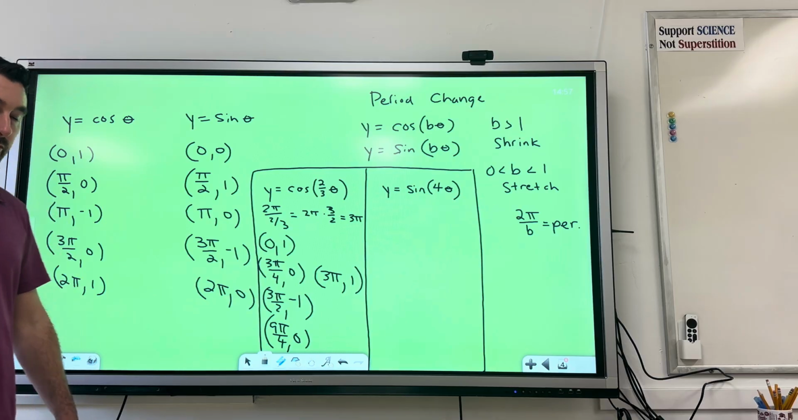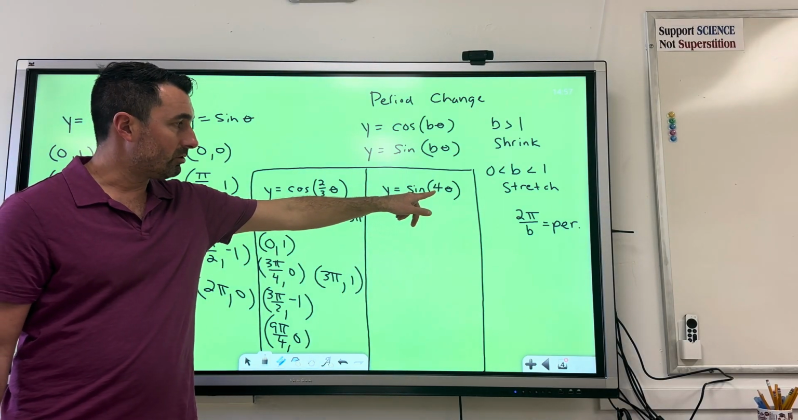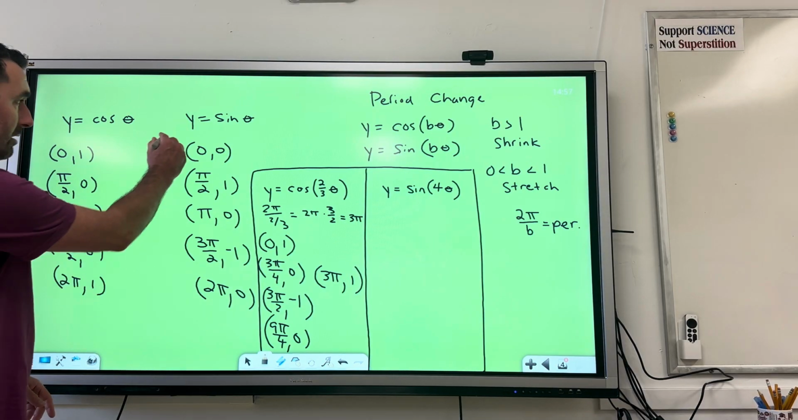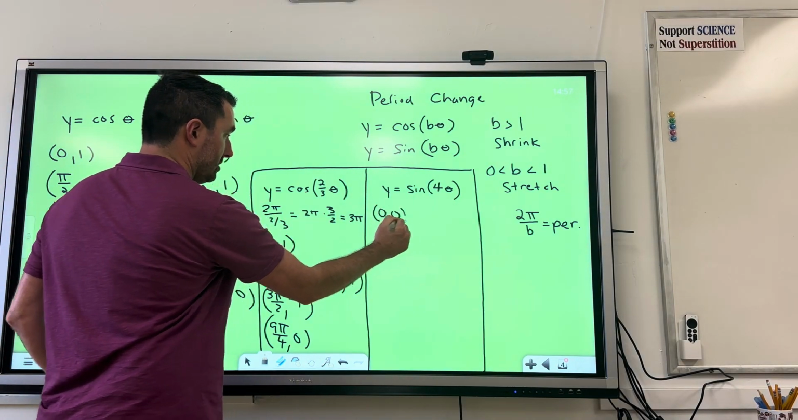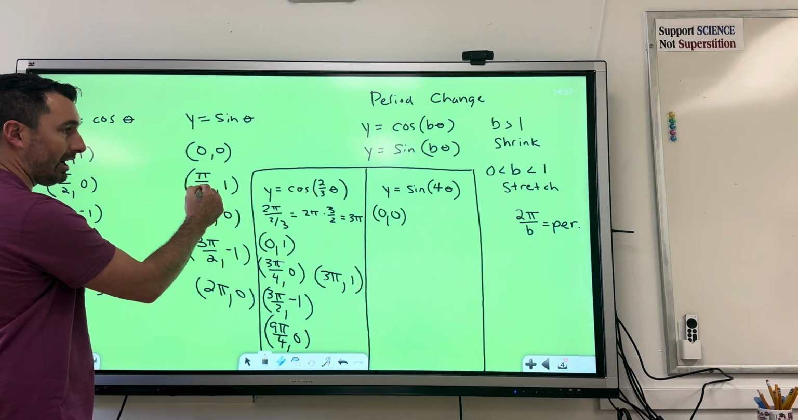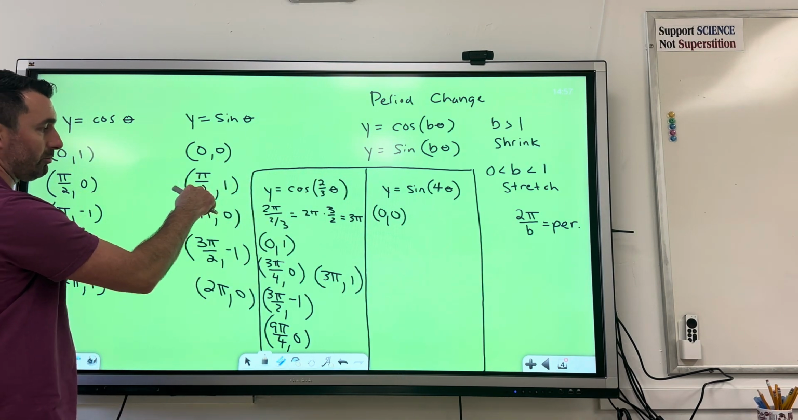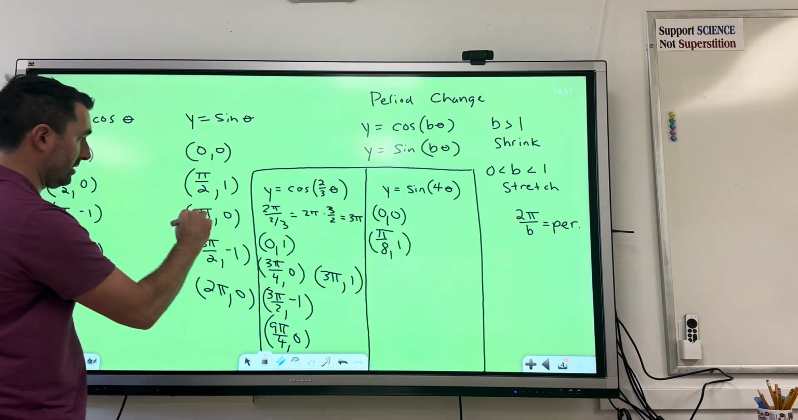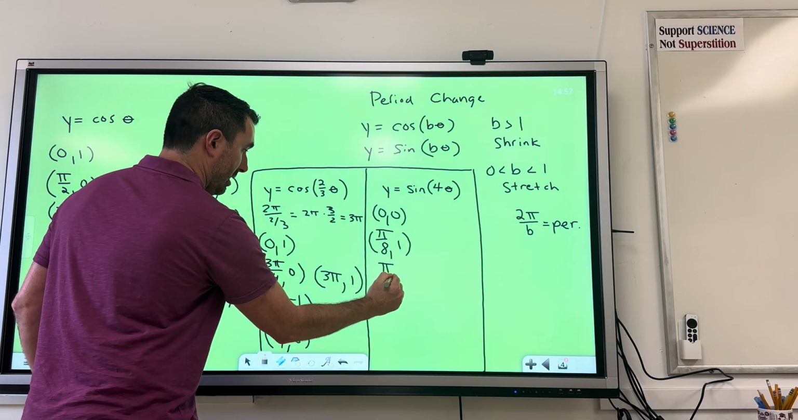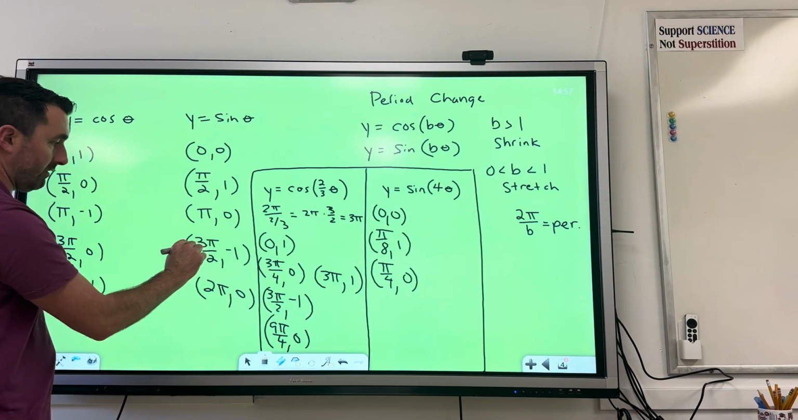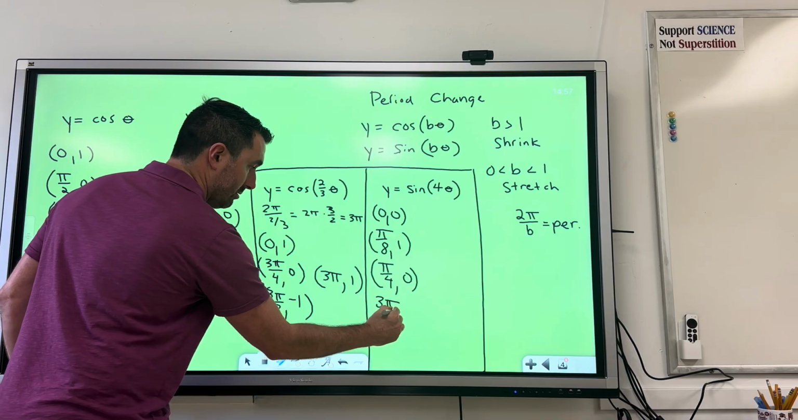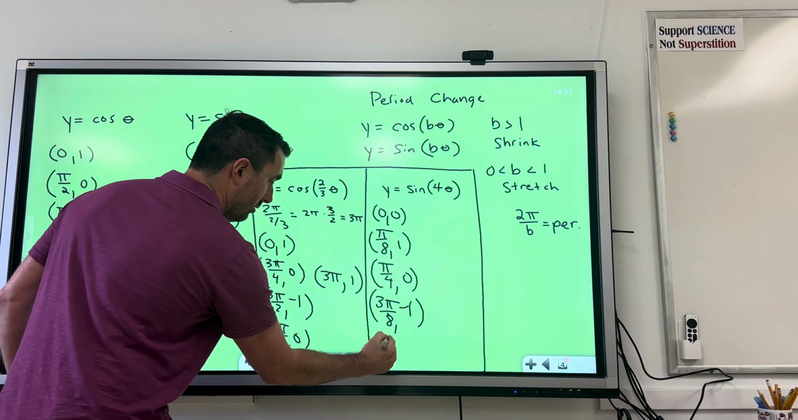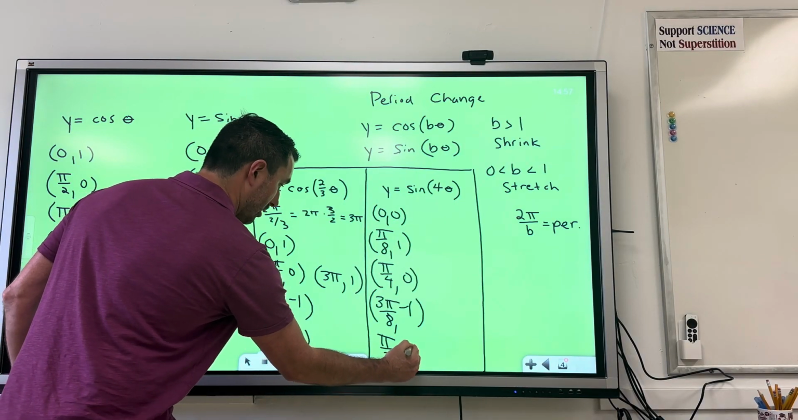For sine 4 theta, we're going to do the same thing. We're going to divide all of our x values by 4, using the sine function coordinates. The first one, of course, is 0, 0. Pi over 2 divided by 4, which is the same thing as multiplying the bottom by 4, becomes pi over 8, comma 1. Divide by 4, we have pi over 4, comma 0. Divide by 4 here, we have 3 pi over 8, comma -1. And then 2 pi divided by 4 becomes pi over 2, comma 0.